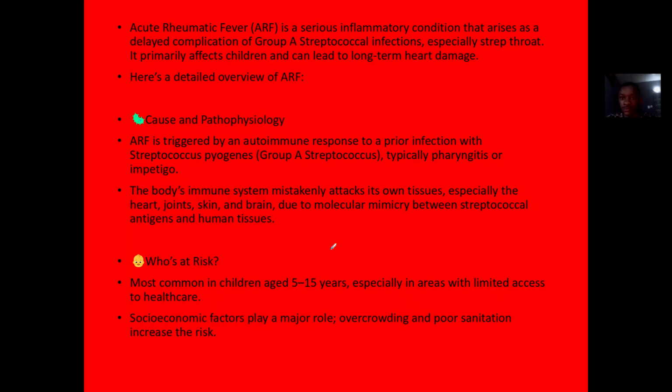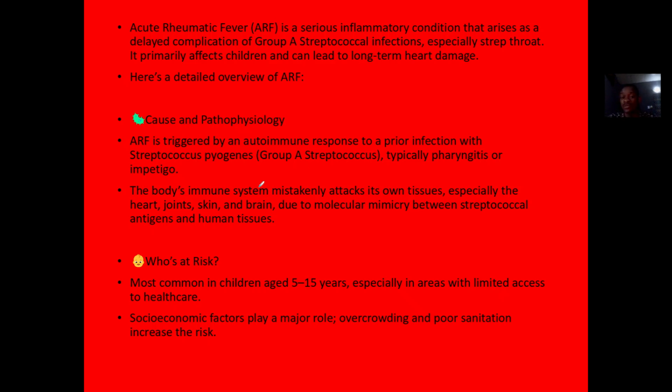Inflammation. It arises as a delayed complication of Group A Streptococcus. So you have had an infection from Group A Streptococcus, and this infection wasn't taken care of, or diagnosis was delayed. So it now led to what? The damage of the heart. It's usually triggered by an autoimmune response.